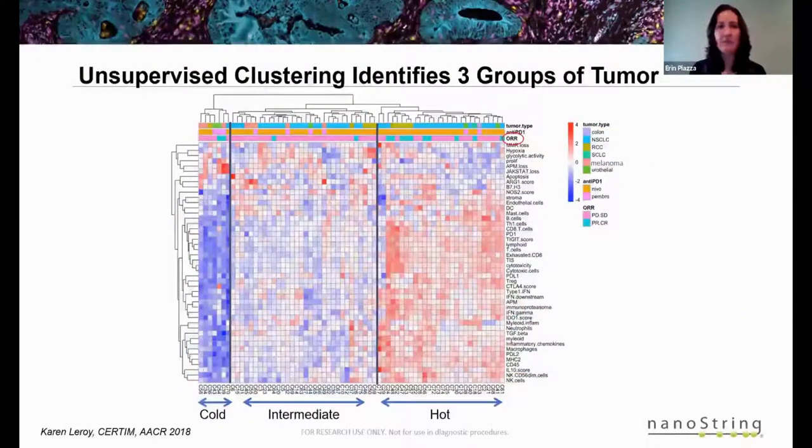The initial results are shown here. All of the items on the right-hand side of the graph are various cell types and signatures from the IO360 panel. And you can see that these signatures and cell types end up clustering the samples into 3 primary groups: those that are immune cold, immune intermediate, or immune hot. This is a common feature of many studies, where we can very easily segregate the tumors using this data into at least 2 or 3 categories based on immune status.